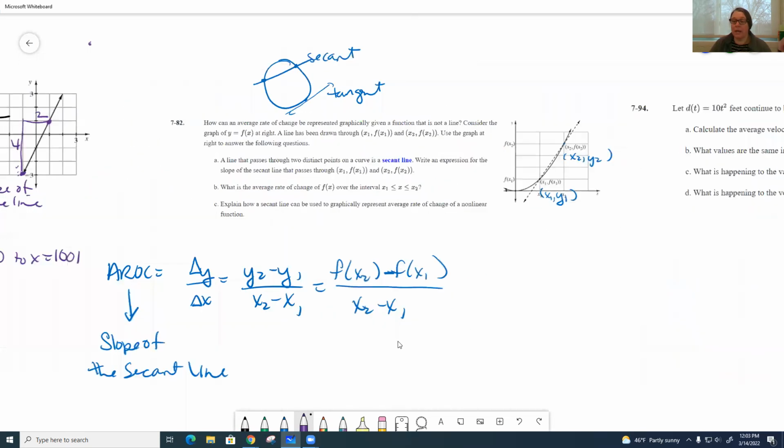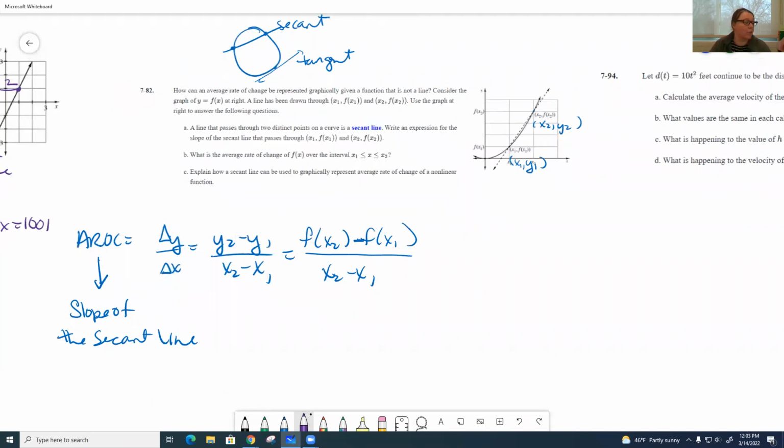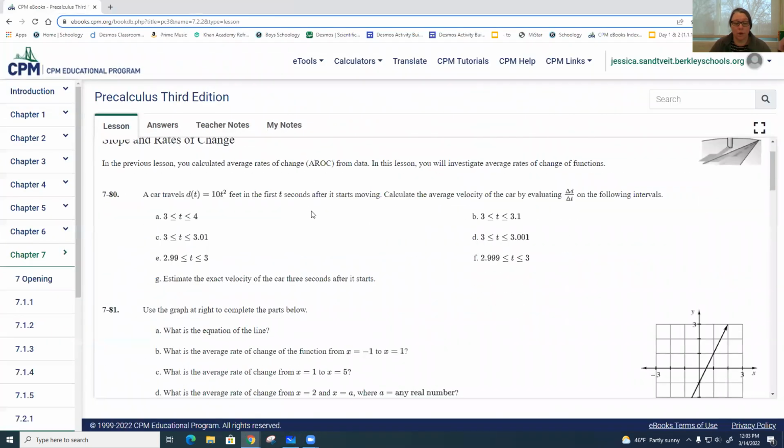All right, so then in 83, if we take a look at that, let me drag over my ebook here really quickly. So 83 asks us to look at some graphs, to visualize some graphs, and to talk about what the average rate of change is going to be. Is it going to be positive or is it going to be negative?